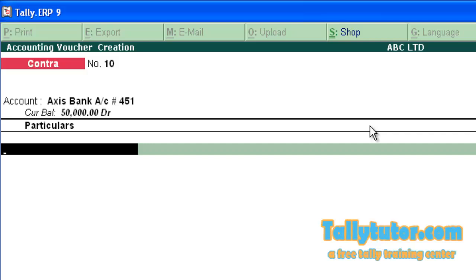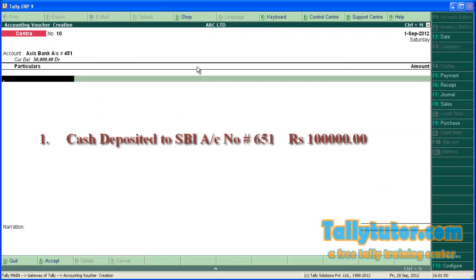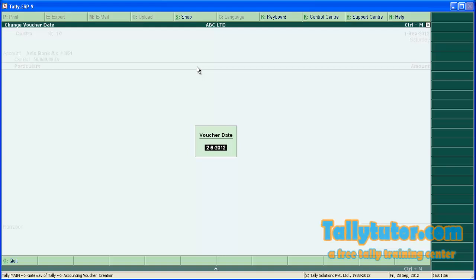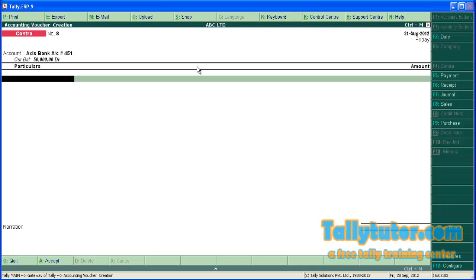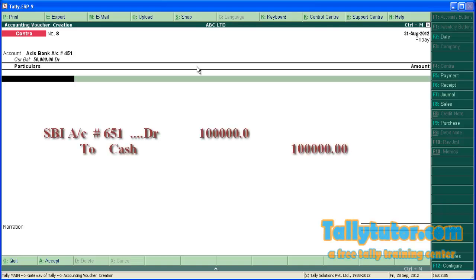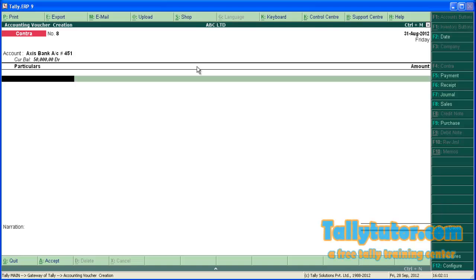So let's enter the first entry. Cash deposited in SBI account number 651, rupees 1 lakh. Change the date if required. The journal for the transaction is SBI account debtor to cash, as the bank balance increases and cash balance decreases.